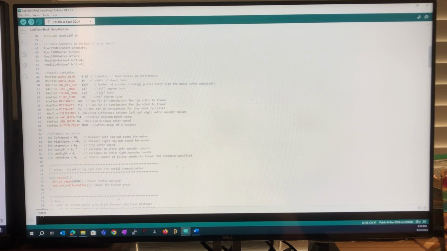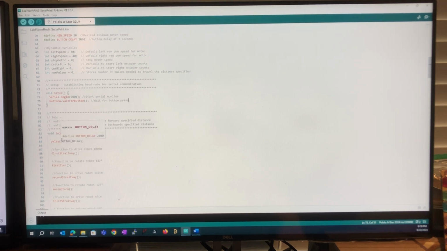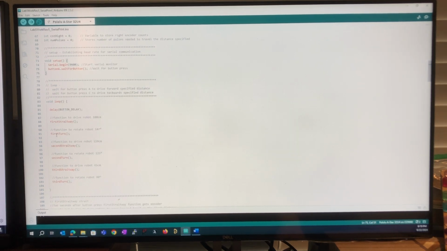For my dynamic variables, the ones that might change, most notably, I'm setting my motor pulses at 40 for the left and right motor. And in my void setup, I'm putting my serial baud rate at 9600. That's not needed for our submission, but it's what I have for my demonstration. We will sit here in the setup until we receive a button press, button A. Once button A has been pressed, we'll have a 2-second delay, and then we'll go through these functions here.